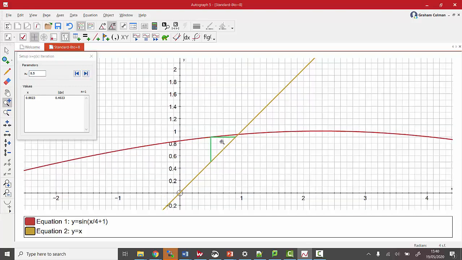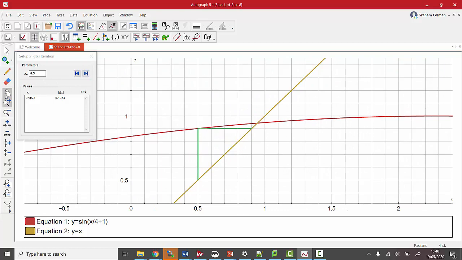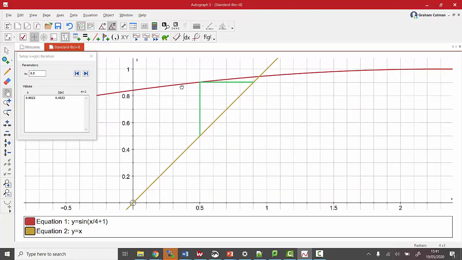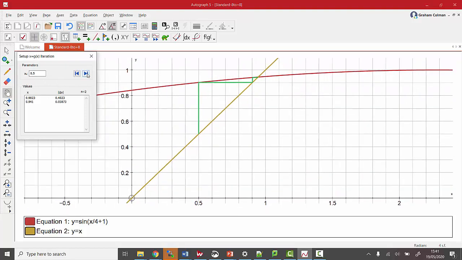If I zoom in on this, this is the sort of thing we would hope and expect students would draw on exam day. Okay, there we go. Up to the curve, across the line. They can do their dotted lines back down, then back up to the curve, across the line. So we've got the x0 value, x1 value, x2 value. So we've done 3 iterations.